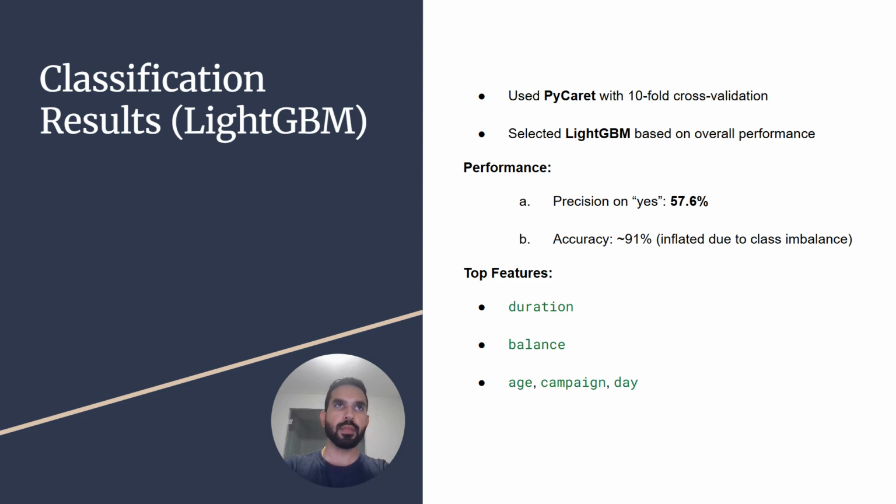metric as well. And then upon doing some feature selection, I was able to get duration, balance, age, campaign, and date as the most relevant features.